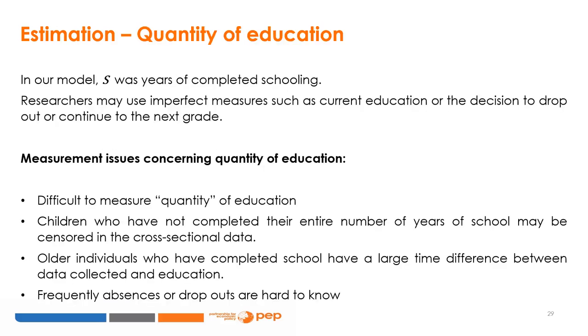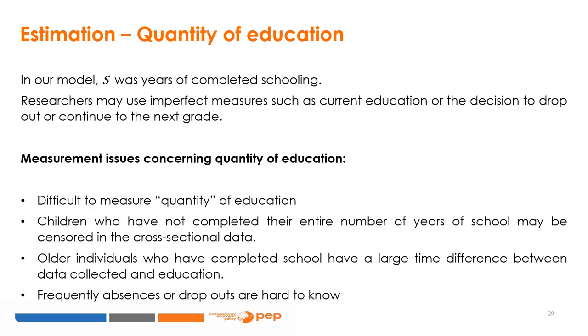So far, we have considered the quantity of schooling, S, as years of completed schooling. However, researchers in practice may use measures of completion of a given level of schooling, current education, or the decision to drop out or continue to the next grade. Both are imperfect measures of years of schooling completed. A measurement issue in this case may occur because many children in the cross-sectional data have not completed their entire education, and therefore years of completed school are censored.